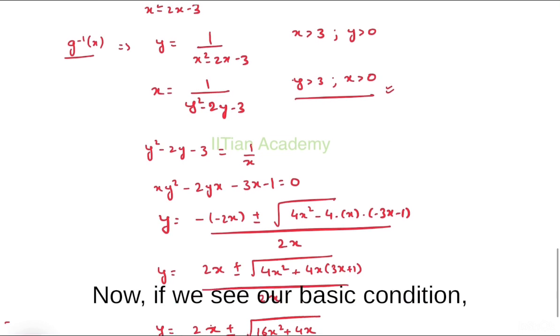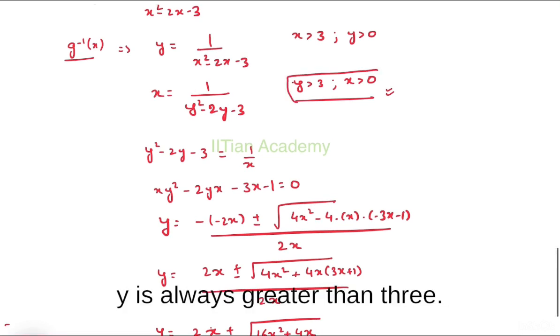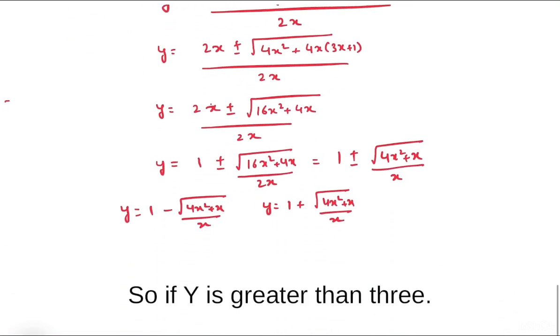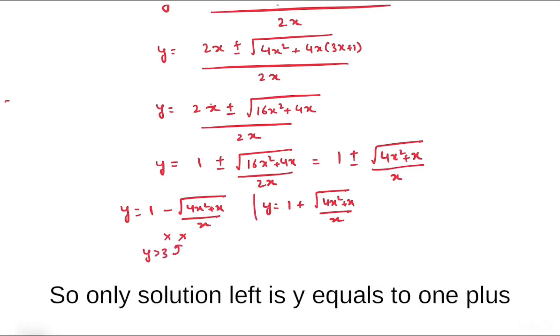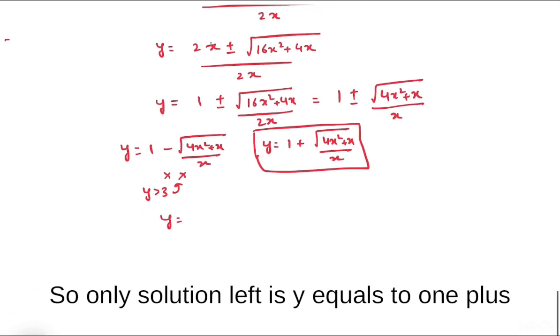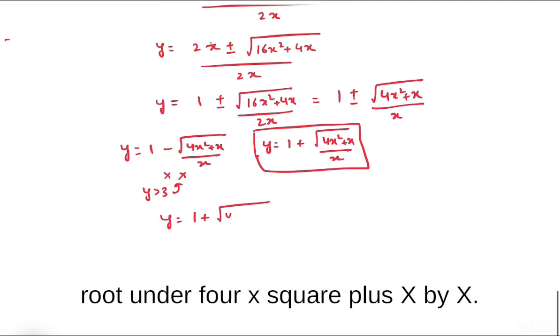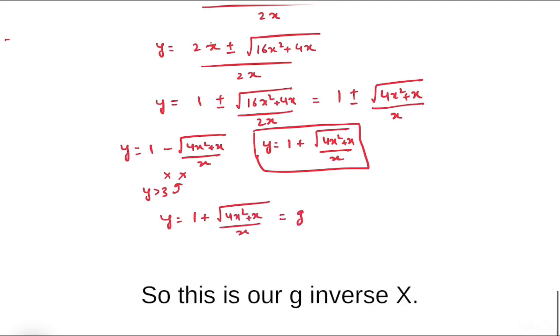Now if we see our basic condition, y is always greater than 3. So if y is greater than 3, it cannot be 1 minus, so it cannot go with this. So the only solution left is y equals to 1 plus root under 4x square plus x by x. So this is our g inverse.